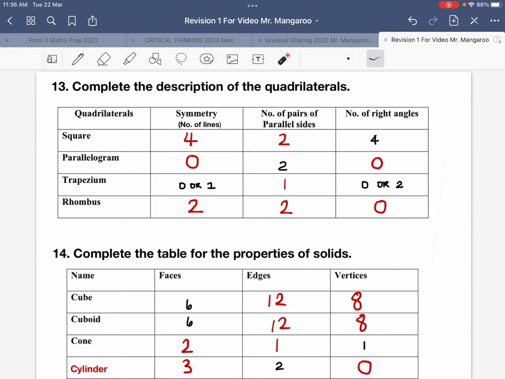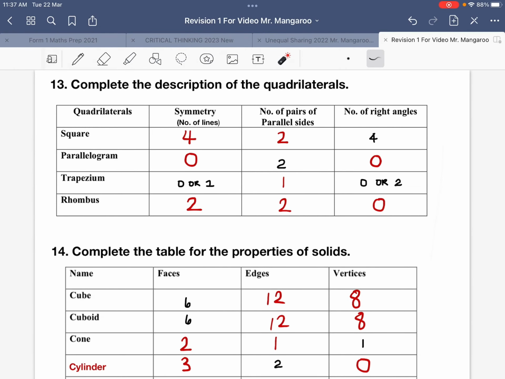Complete the description of the quadrilaterals. So here we have a completed table. You can feel free to go to our quadrilateral video to further understand all of the properties seen here. A square has 4 lines of symmetry, 2 pairs of parallel sides. A parallelogram has 0 lines of symmetry and 0 right angles. A trapezium has 1 pair of parallel sides. A rhombus has 2 lines of symmetry, 2 pairs of parallel sides, and no right angles.